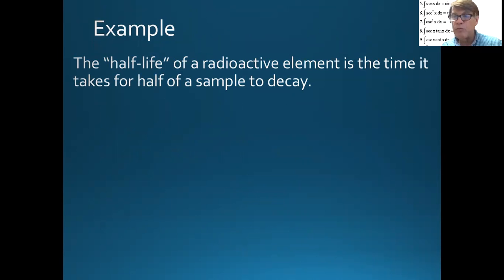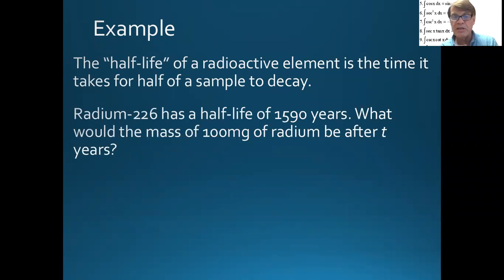The half-life of a radioactive element is the time it takes for half of that sample to decay into whatever it decays into. So here's the example. Radium-226, man, that's a big nucleus. It has 226 particles in the nucleus, a combination of protons and neutrons. It is unstable. It's radioactive.